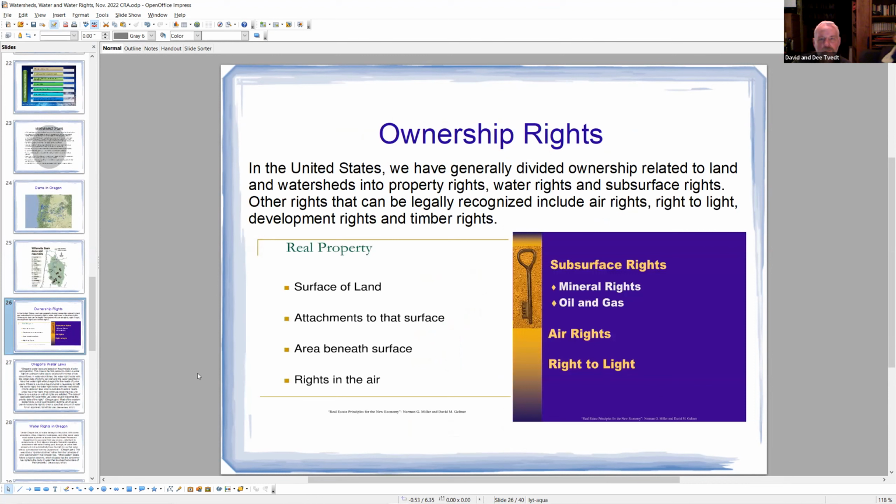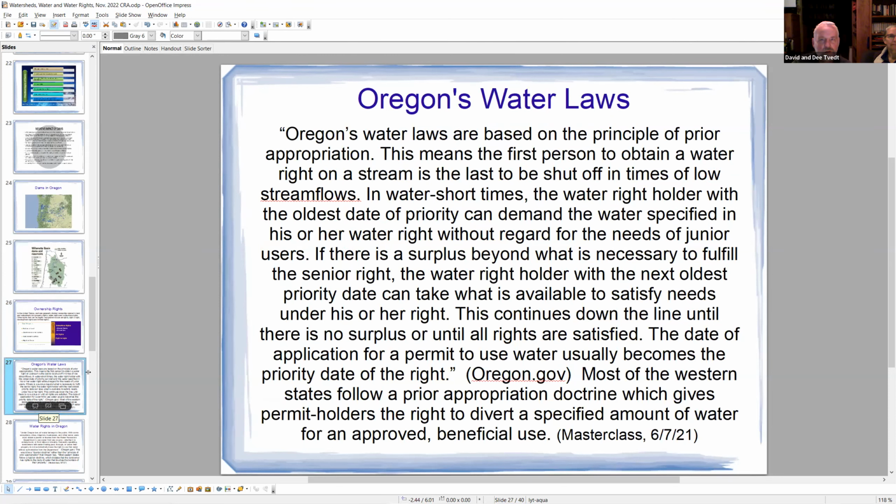And moving on to ownership rights. In the United States, we have generally divided ownership related to land and watersheds into property rights, water rights, and subsurface rights. Other rights that can be legally recognized include air rights, rights to light, development rights, and timber rights. And you can see over here on the right, subsurface rights includes mineral rights and oil and gas. Those can be separate from the property rights and the water rights. So the legal landscape for trying to protect watersheds gets very complex.